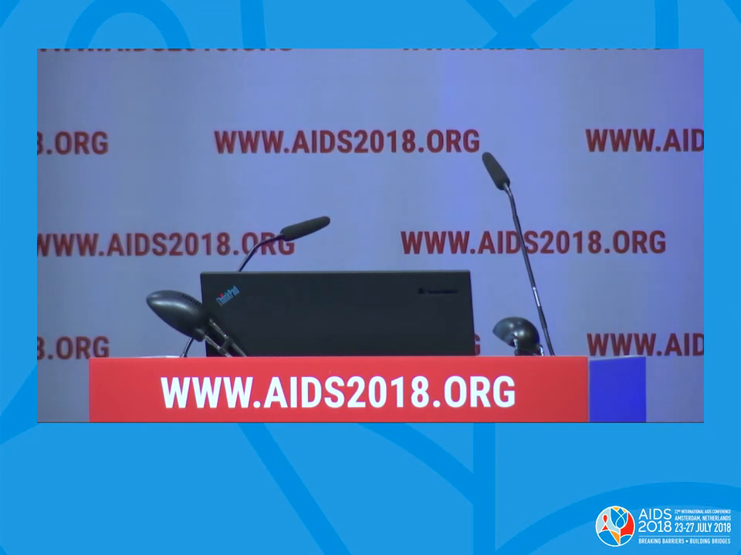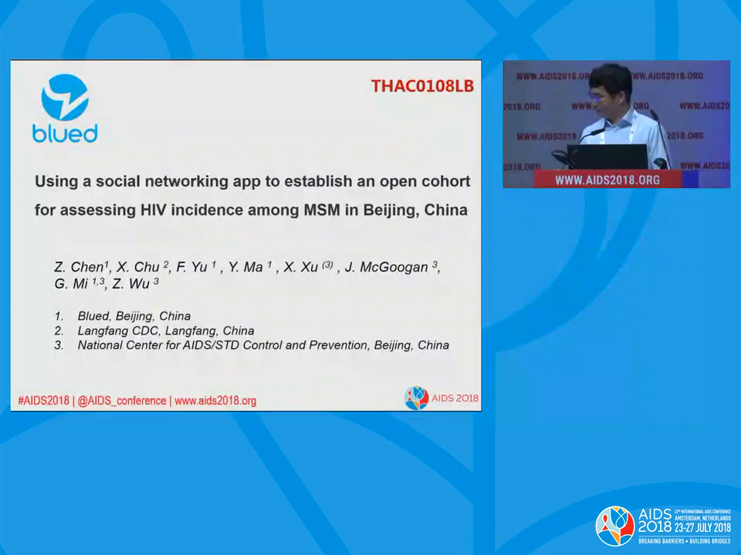Our last speaker is Gordon Ming, who is Chief Medical Officer for Blood, which is a social networking app for MSM with more than 40 million registered users worldwide. So, you will have the floor.